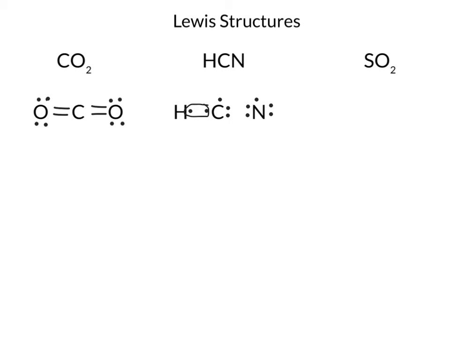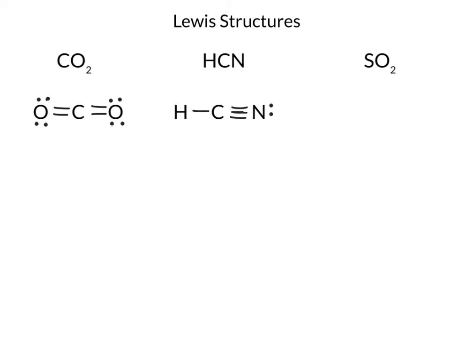Carbon still needs to share 3 additional electrons in order to get to its total of 8. Nitrogen needs to share 3 electrons in order to get to its total of 8. So we can go through and share these last remaining electrons here, leaving nitrogen with a lone pair of electrons to itself. This will give us a single bond between the hydrogen and the carbon, and then a triple bond between the carbon and the nitrogen.